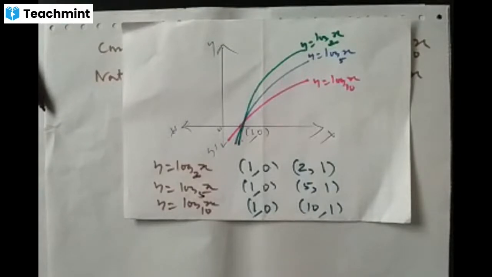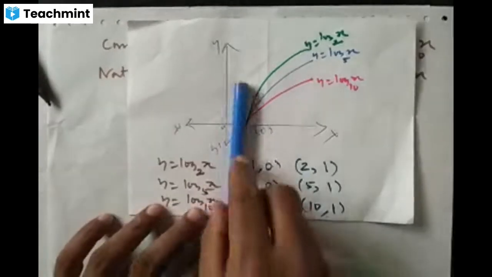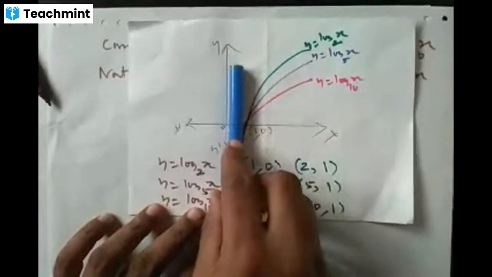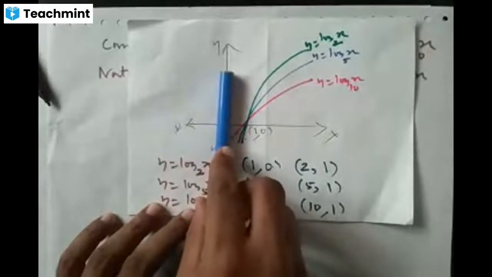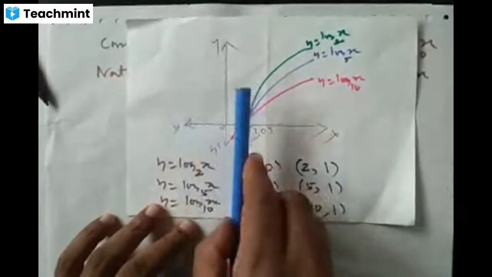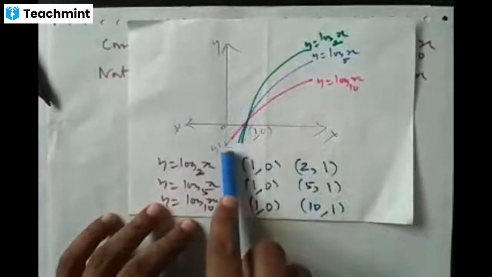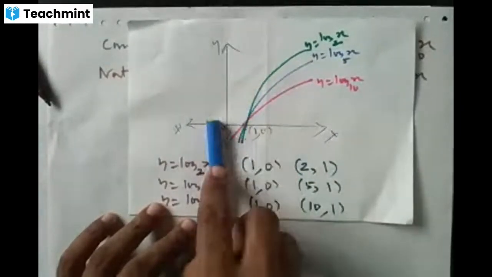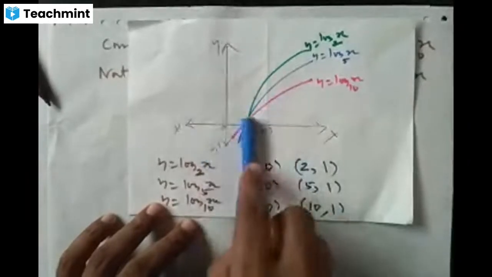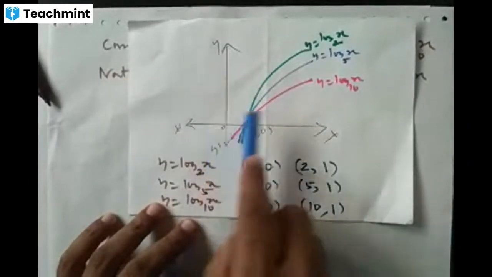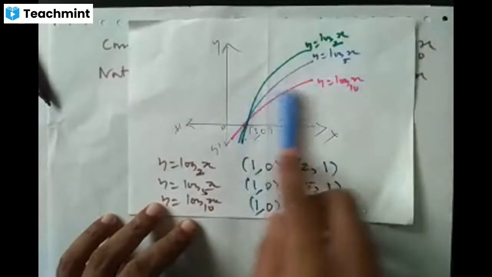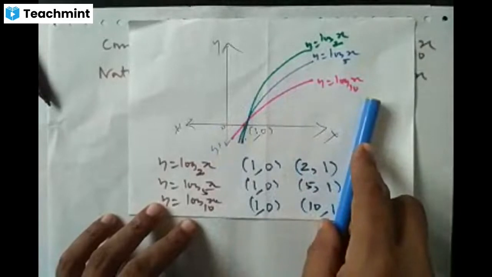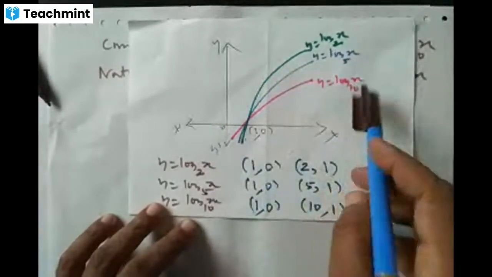So, what is the domain? What is the domain of the logarithmic function? See here, these 3 curves do not lie to the left side of the y-axis. That means they do not take negative values. Of course, these 3 curves do not touch the y-axis. That means x does not take the value 0, right? So, x can take only positive values. Log x is defined only when x is positive. So, the domain of the function is the set of all positive real numbers, correct?